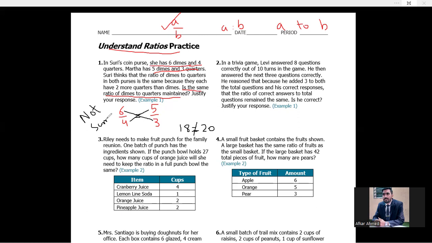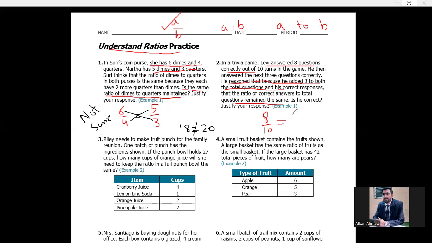Same we will do for question number two. Question number two again is the same one. We have given the first one, Leah answered 8 questions correctly out of 10. So one fraction is given: if you answer 8 questions correctly and the total questions are 10, we need another ratio to check whether the two ratios are same or not. So for this one, we will take help from this question. He reasoned that because he added 3 to both the total questions and his correct responses. So it means he is answering 3 more questions, and the 3 answers are correct.